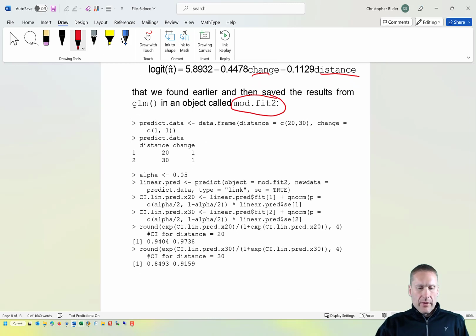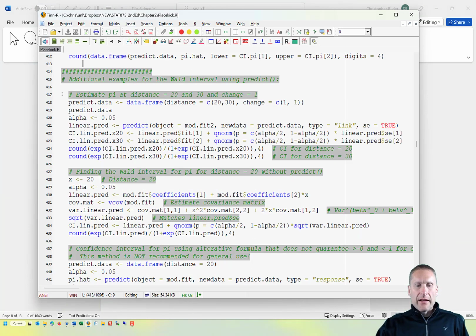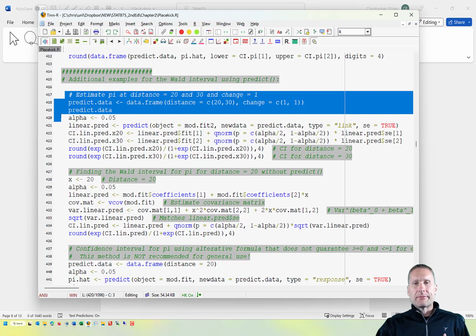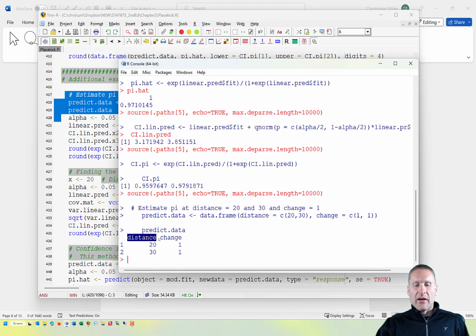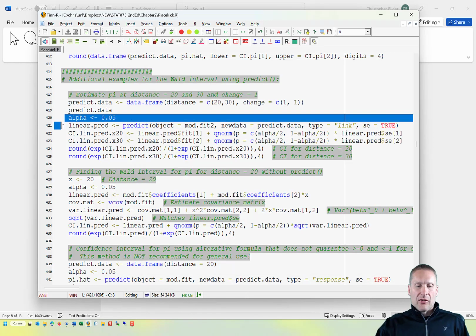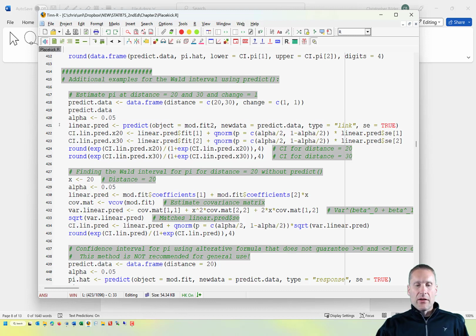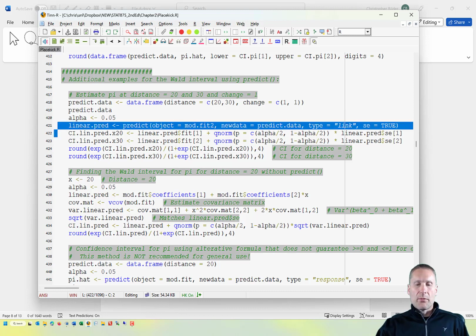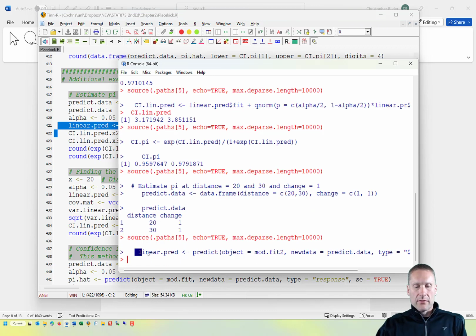Well, in R, I can create a new data frame that contains those values of my explanatory variables that I'm interested in. So I have distance, I have change. These names need to be the same as what R recognizes for the variable names in your data frame itself, so whatever is in the place kick data frame. I can specify alpha. And then if I use predict in much the same way as before, let's take a look at what happens.